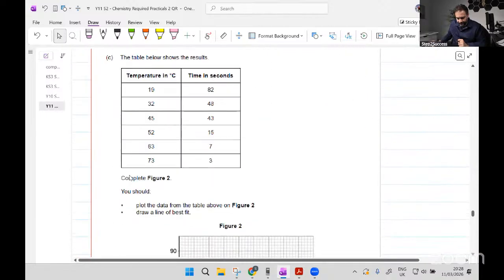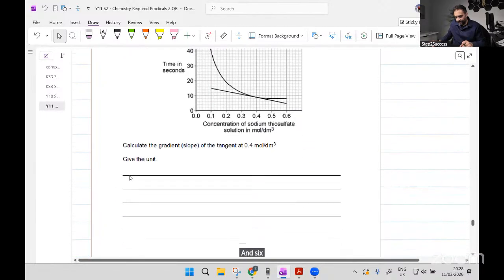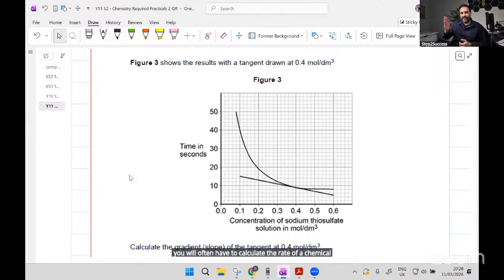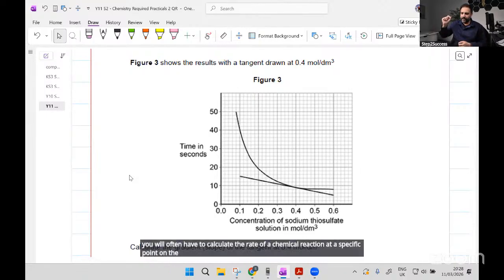And 6D asks you, when you're doing these questions on rates of a reaction, you will often have to calculate the rate of a chemical reaction at a specific point on the graph. The only way you do that is by drawing a tangent. They've already done the tangent for you. What you then have to do is find the gradient of that tangent.